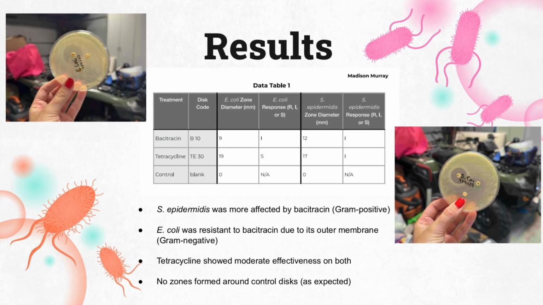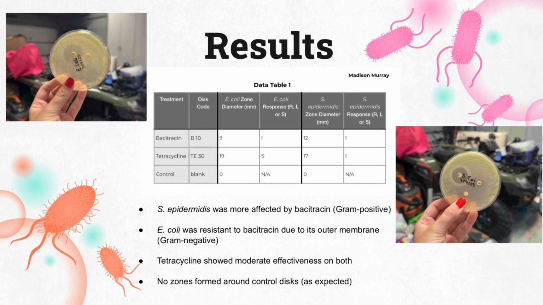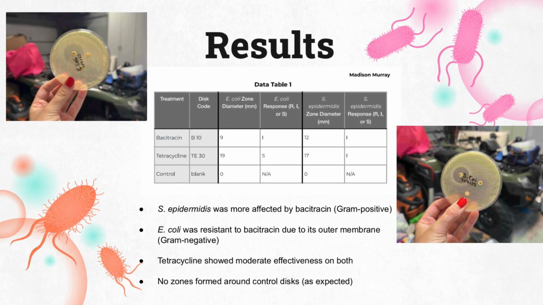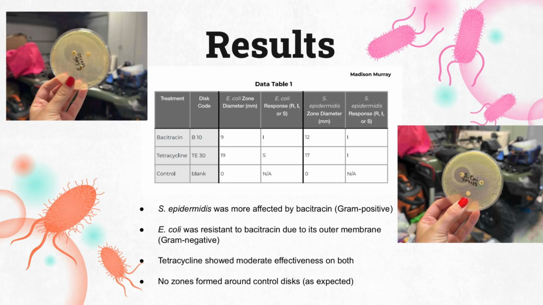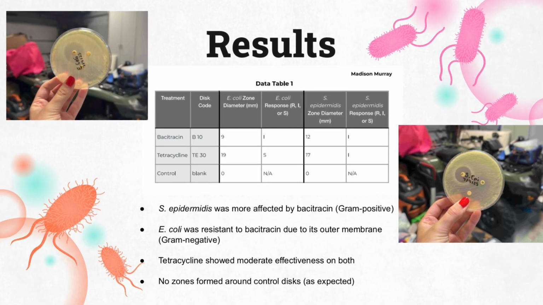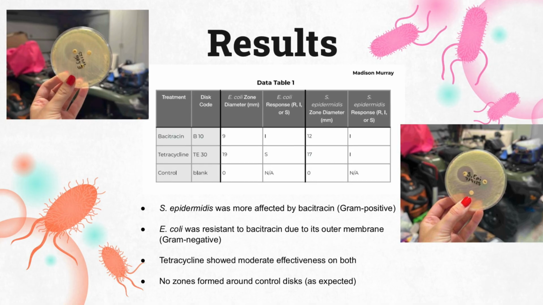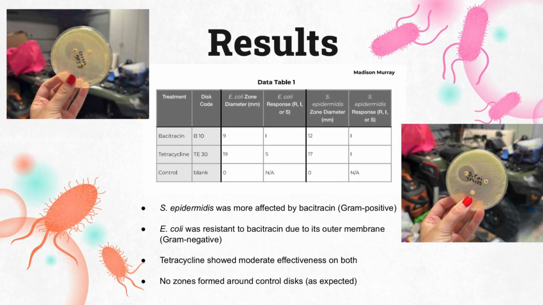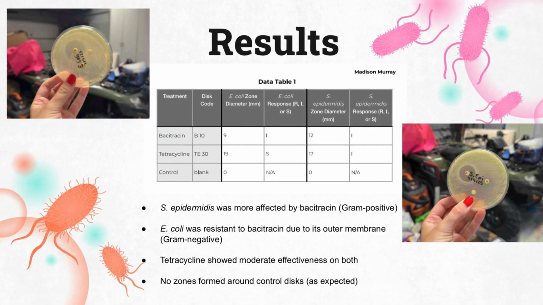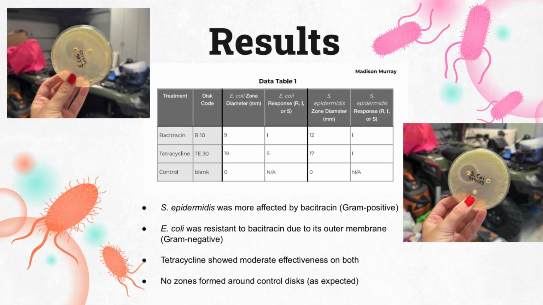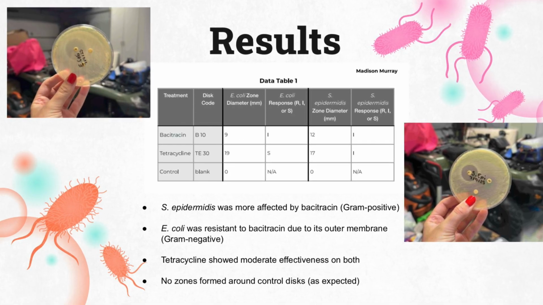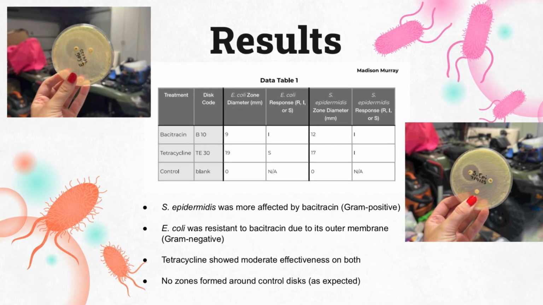Staph, which is a gram-positive bacteria, was much more affected by the bacitracin, and E. coli, on the other hand, showed strong resistance to bacitracin. That's because it's a gram-negative bacteria and has an outer membrane that blocks the antibiotic. Tetracycline worked moderately well on both bacteria, and as expected, the control disc showed no zones of inhibition, meaning the bacteria grew normally around them.